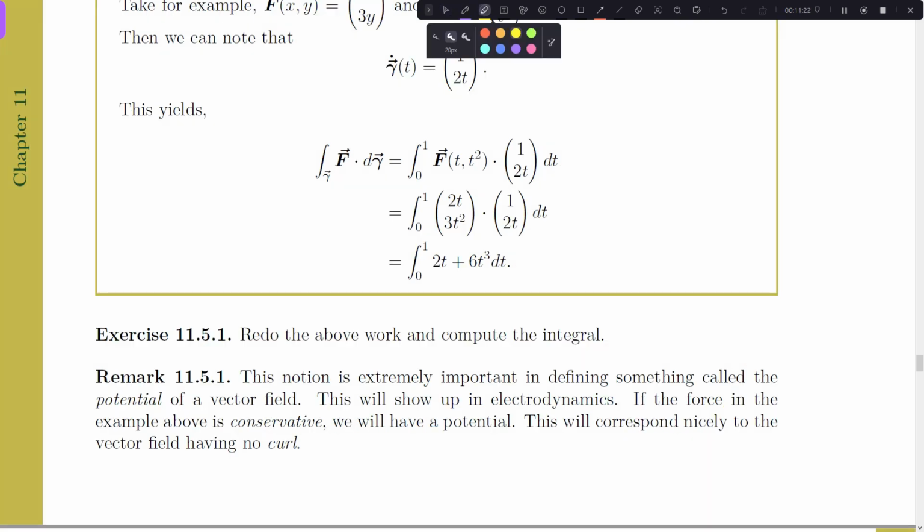Then there's the last thing I want to cover today. Remember I said it was a short chapter, is that this notion is very important in defining what's called the potential of a vector field. So it turns out we will be able to construct potentials of vector fields by using very cleverly constructed line integrals. So I'll show you how to do that in the next section.